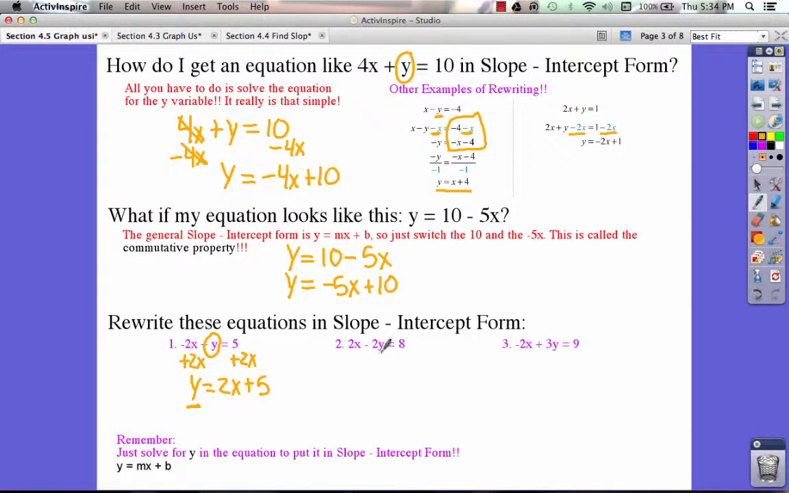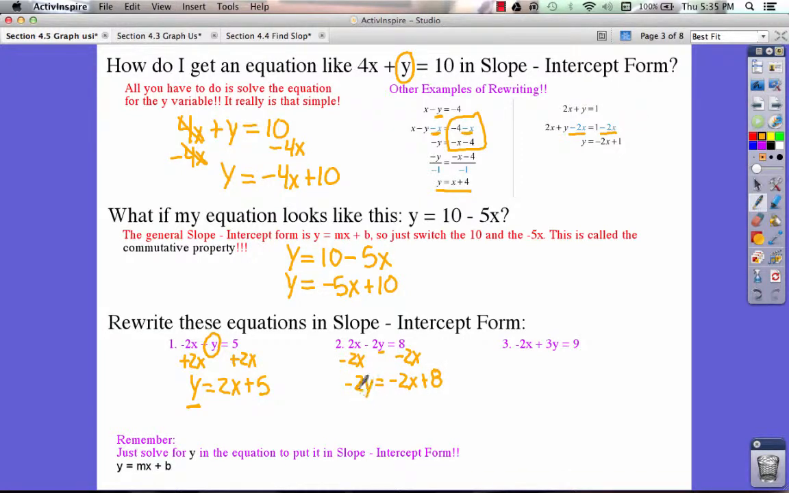Let's rewrite this equation. We're trying to solve this for y. We want to get y by itself. So what we got to do is get rid of the 2x first. Subtract 2x. Let's get rid of that addition or subtraction first. So that's going to leave us with negative 2y equal negative 2x plus 8.